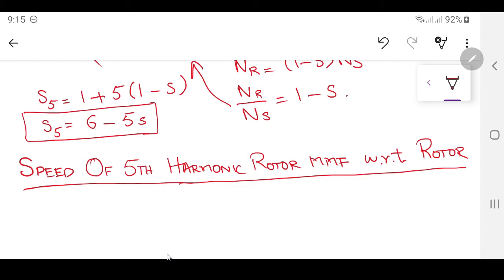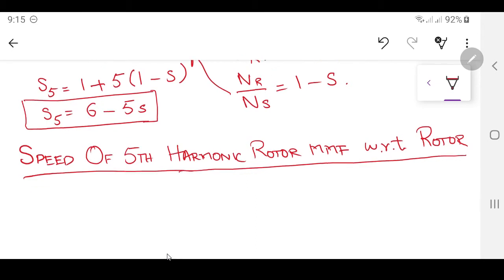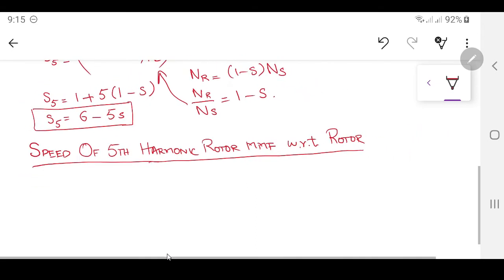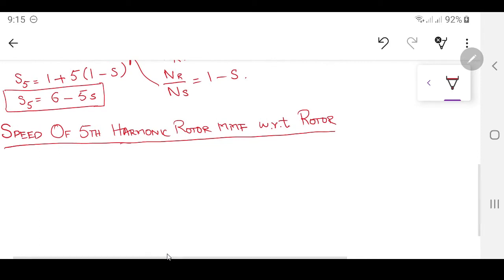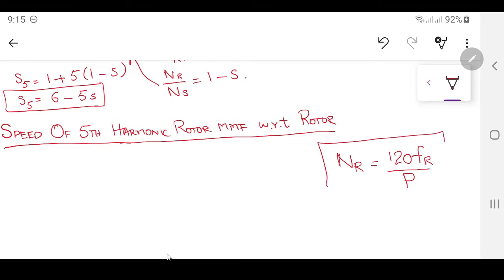I want to find out its speed. If you remember, what was the speed of the rotor MMF when it was fundamental? This was equal to 120 Fr divided by P. Remember, this was the fundamental speed.